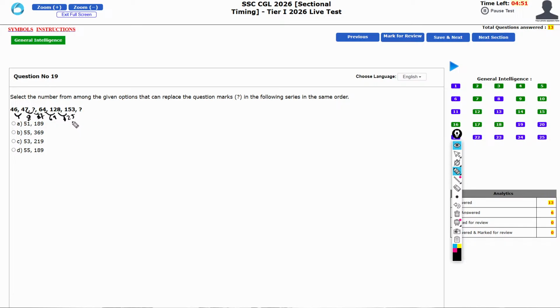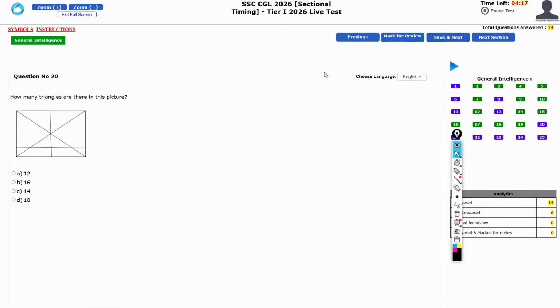So 4 square, 5 cube. This is 1 square, cube, square, cube. So square means 451, and then cube. No, 2 cube, 3 square, 9. 2 cube means this is going to be 55. So square, then 6 cube, 216. So ending with 3 something 9. Yes.